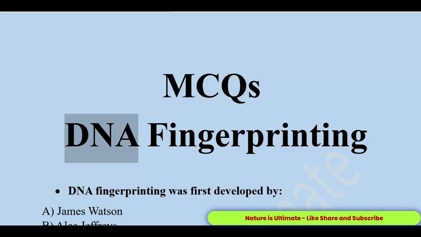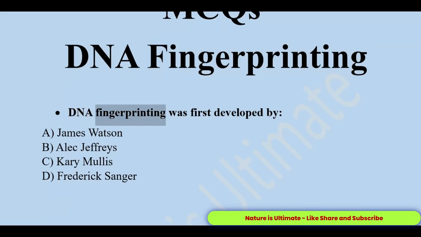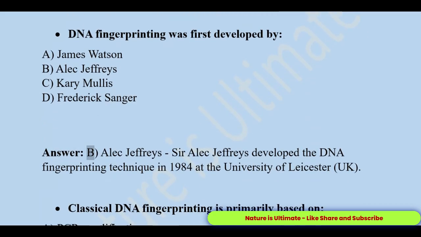MCQs. DNA fingerprinting. DNA fingerprinting was first developed by A. James Watson, B. Alec Jeffreys, C. Kary Mullis, D. Frederick Sanger. Answer: B. Alec Jeffreys. Sir Alec Jeffreys developed the DNA fingerprinting technique in 1984 at the University of Leicester, UK.